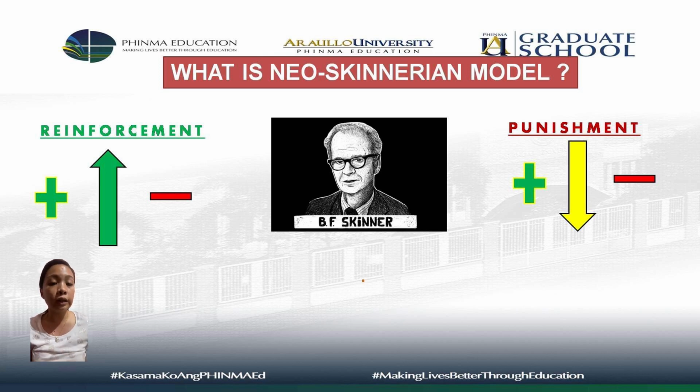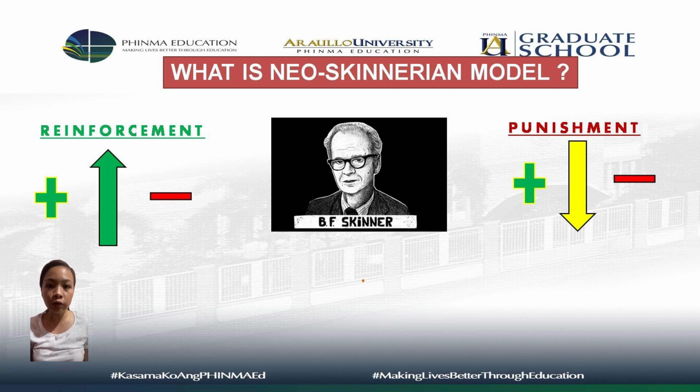Operant conditioning is a method of learning that employs rewards and punishment for the behavior. It is a type of learning where the consequences of your behavior shape your future behavior. Reinforcement means you are increasing a behavior or strengthening the behavior, while punishment means you are decreasing or weakening the behavior. In operant conditioning, reinforcement and punishment can be both positive and negative.